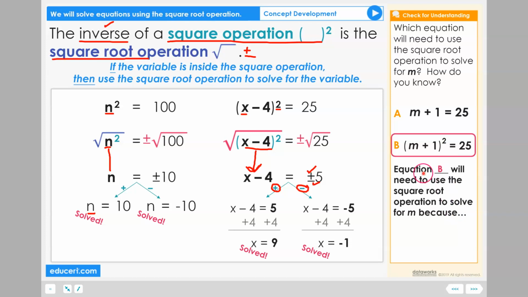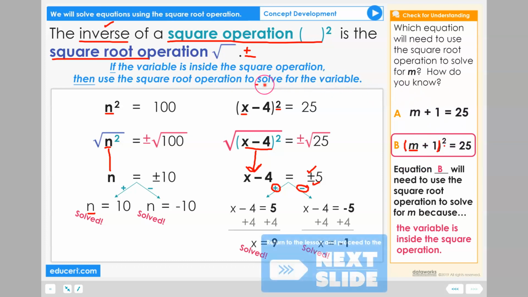B. Equation B will need to use the square root operation to solve for m because the variable is inside the square operation. Here's our variable, and it's inside this complete expression, all of it being squared. So we will need to use the square root operation to bring this variable out of the square and be able to solve.